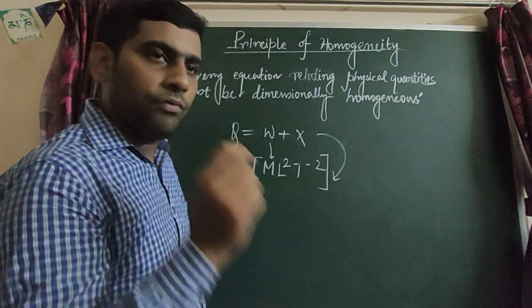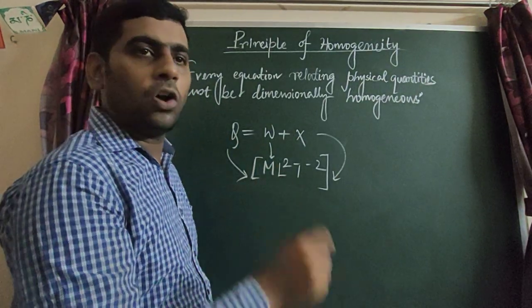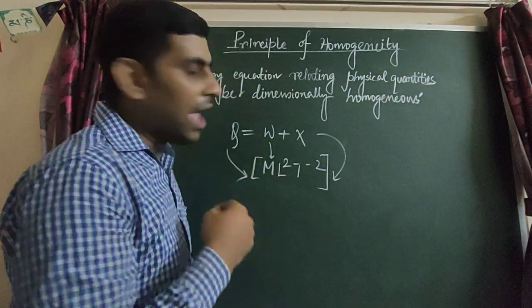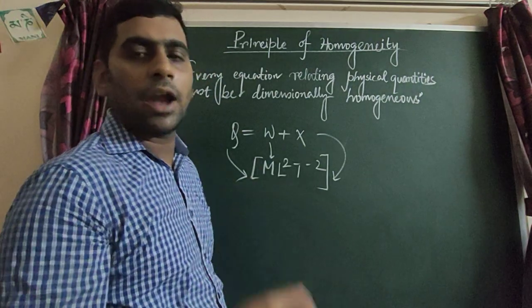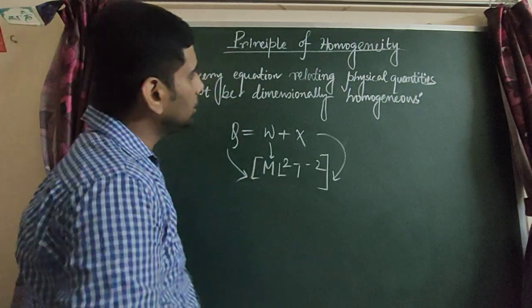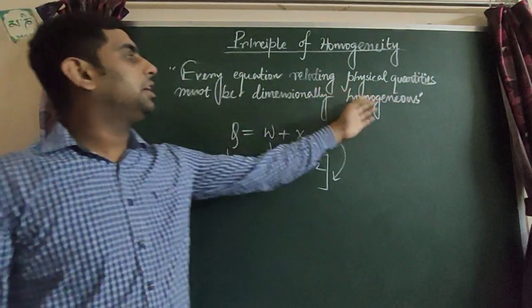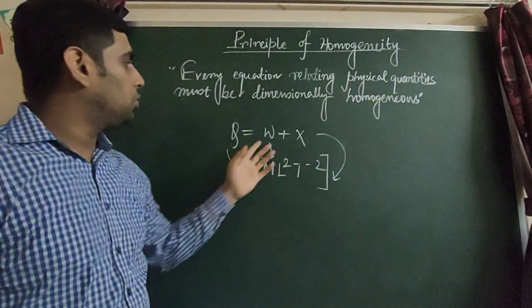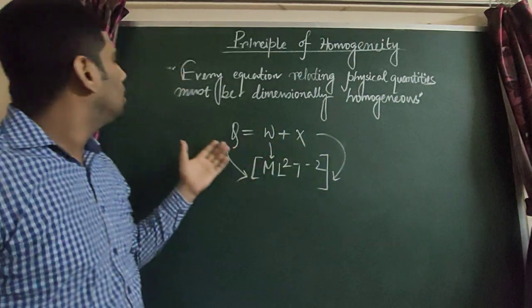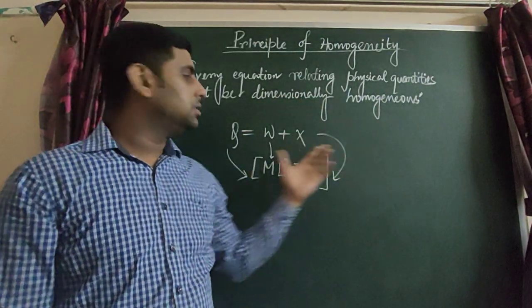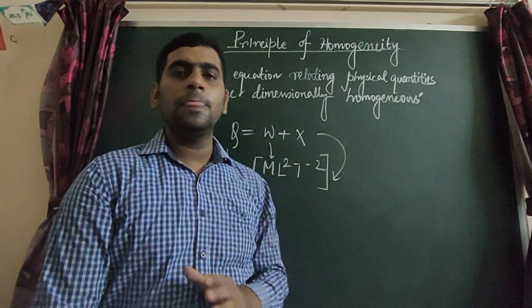That means when the dimensions are the same, only then can you add those physical quantities, or subtract or multiply or divide. So that's why this principle of homogeneity says that every equation relating physical quantities, here q, w, x, these are physical quantities, must be dimensionally homogeneous. Means the dimensions should be the same.